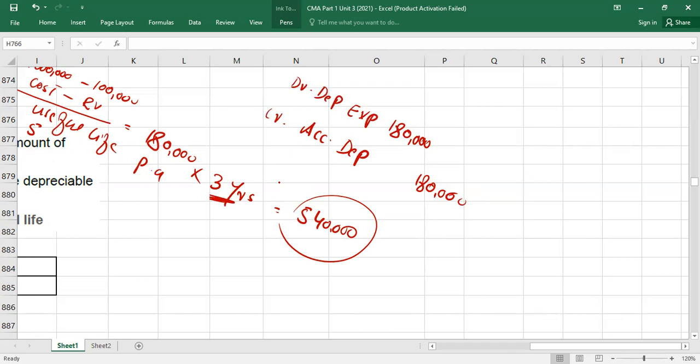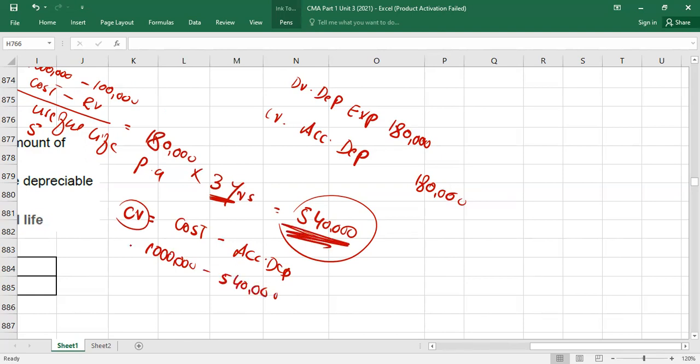Sometimes the examiner might also ask you, what is the carrying value of the asset at the end of the third year? And what is the format for carrying value? Carrying value is always equal to cost of asset minus accumulated depreciation. Cost was 1 million. Accumulated depreciation for 3 years is 540,000. So 460,000 will be your carrying value. Understood? I don't think there is any rocket science, right? It's quite simple.